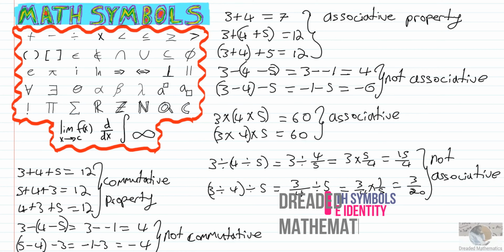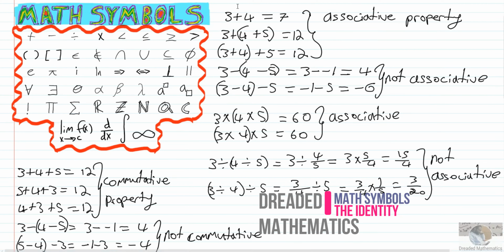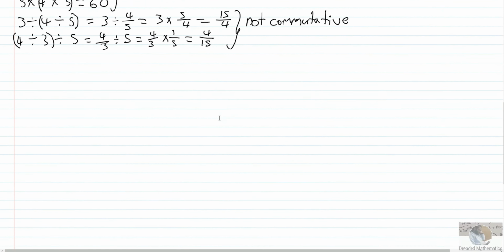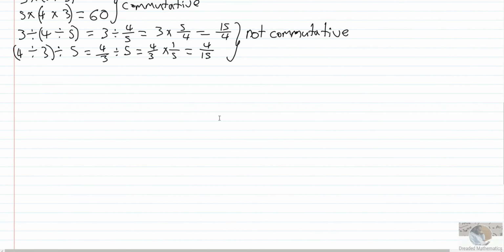Hi everyone, welcome to Dreaded Mathematics. In the last two videos we were looking at the associative property and the commutative property. In this video we'll be looking at numbers and their opposites and what happens when you combine them.